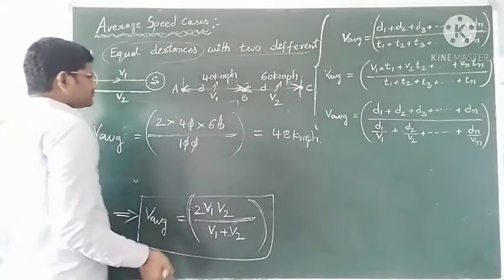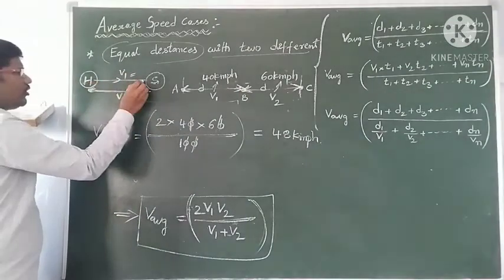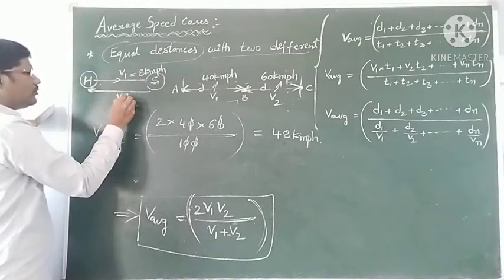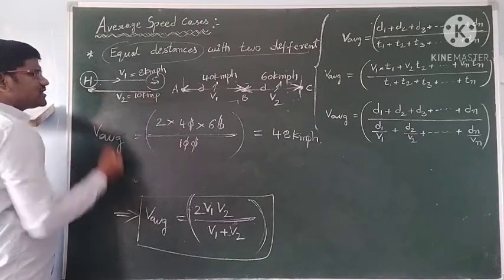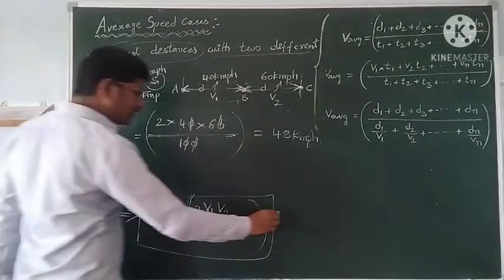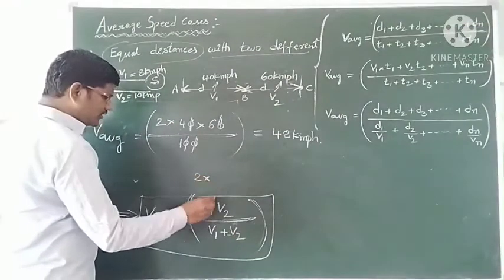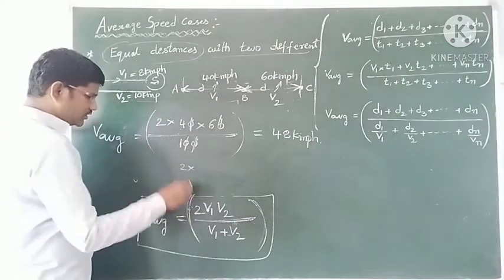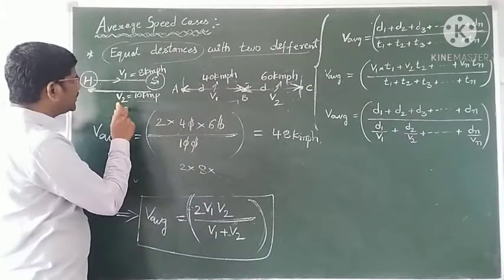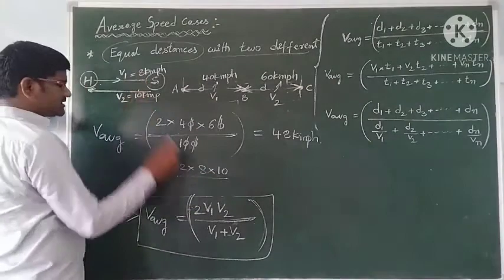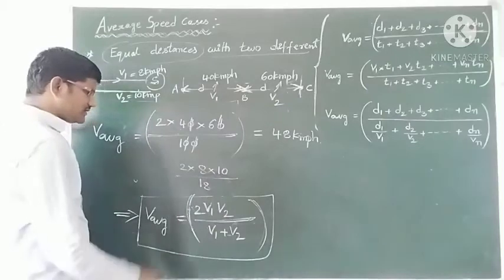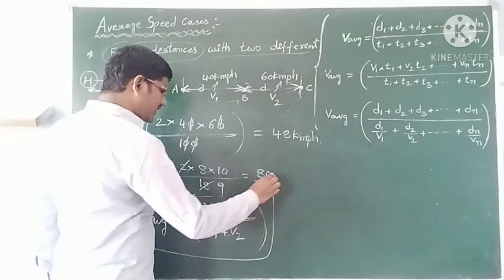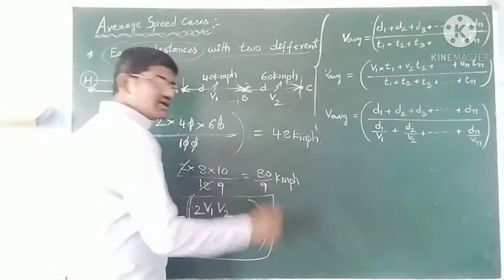For example, home to school going with the speed of 8 kmph, and school to home going with the speed of 10 kmph. If asked for the average speed, use the same formula. Then 2 into V1 is 8, V2 is 10, by 10 plus 8, you will get 18. Okay students, then it will be cancelled with 9, so you will get 80 by 9 kmph. So 80 by 9 kmph is the average speed.